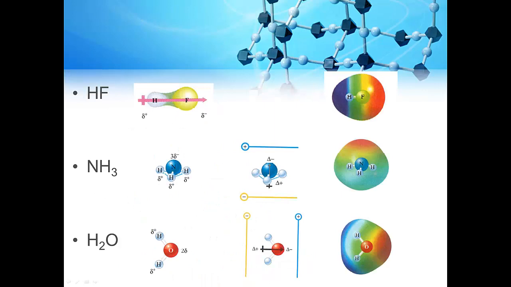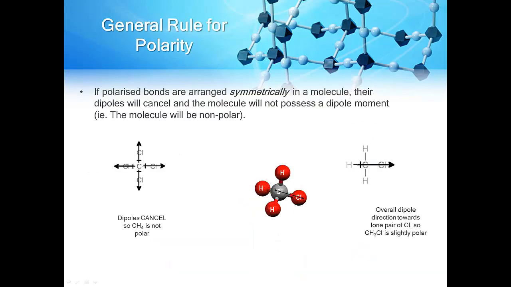Here's an example of polarity again, which we've already covered. Remember that depending on the overall pull of the other atoms on the central atom, if it's unbalanced, you can have a polar substance. And just to remind you again, if it's arranged symmetrically, then it will be nonpolar.